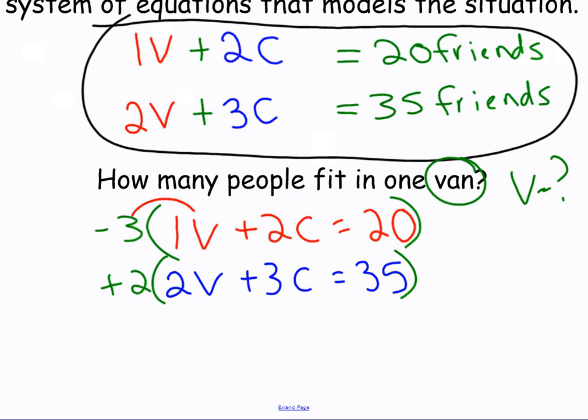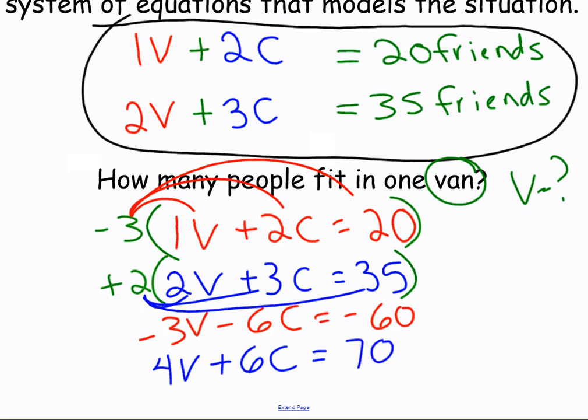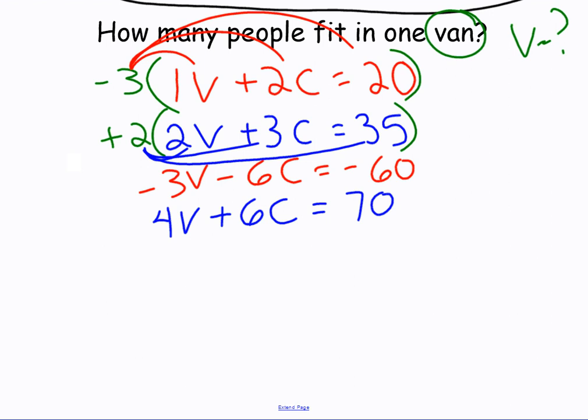-3 times 1b is -3b. -3 times 2c is -6c. -3 times 20 equals -60. For my bottom one, 2 times 2b is 4b. 2 times 3c is +6c. And 2 times 35 is going to give us +70. Now I have two equations I can continue to solve by using linear combination.